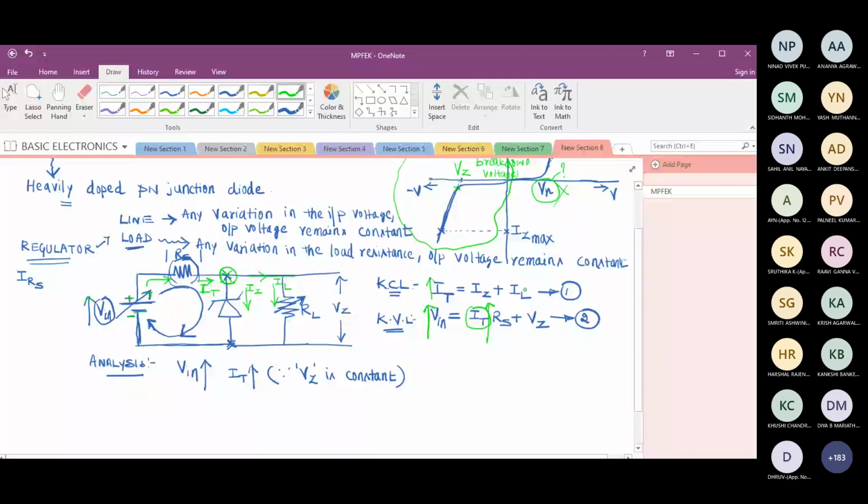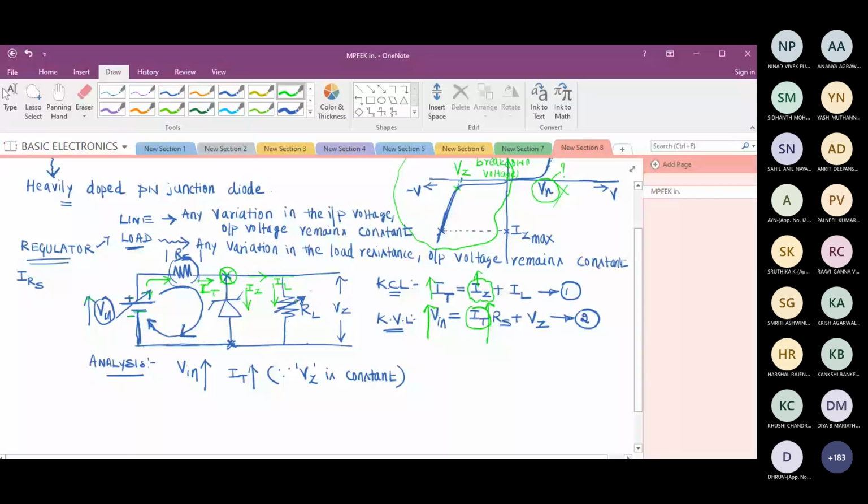Others? Think. Yes, sir. Sir, I think IZ will increase. Good. Why does IZ increase? Sir, because VZ is constant, so IL into RL. Exactly. VZ is constant. So IL into RL, will it be constant?